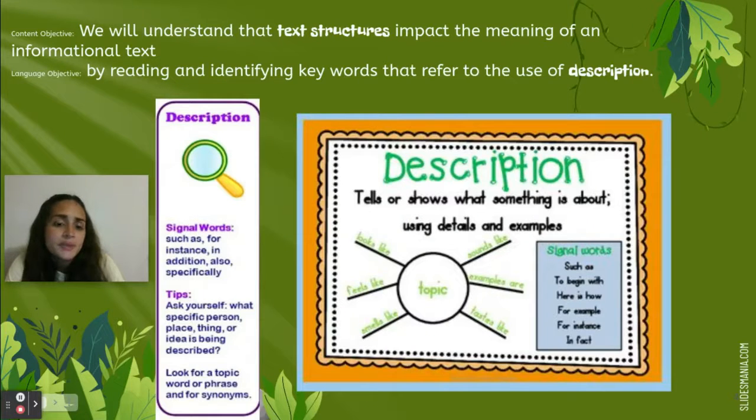To identify description, the key words that we're going to be looking for in reading are signal words such as, for instance, in addition, also, specifically. All of these words will give examples to what the main topic or animal will look like, feel like, smell like, taste like, or eat, examples of the animals or types of animals, and perhaps what they sound like.